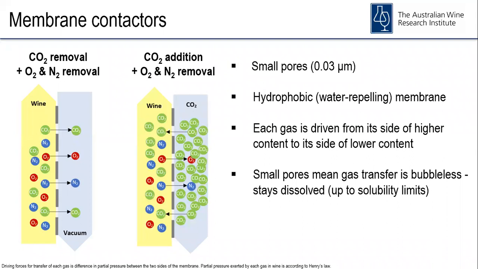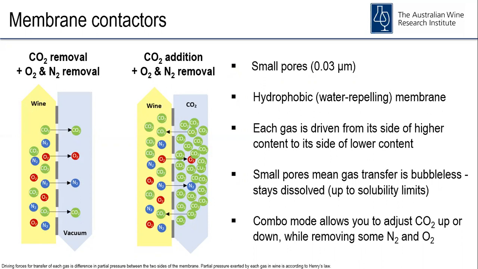Alternatively, if instead of using a vacuum, we applied carbon dioxide on the other side of the membrane to the wine, there's going to be more carbon dioxide in our gas stream than in the wine. So the carbon dioxide will diffuse into the wine and will increase our wine carbon dioxide concentration. The carbon dioxide stream, however, doesn't have any oxygen or nitrogen in it. So at the same time as we add carbon dioxide, we also remove some of the oxygen and the nitrogen from the wine. Now, we can use a combination of these two approaches, applying carbon dioxide and also pulling a vacuum. By doing that, we can adjust carbon dioxide up or down at the same time as removing some nitrogen and oxygen.